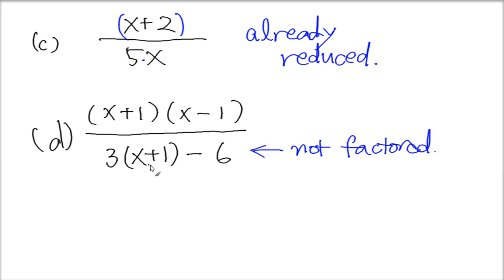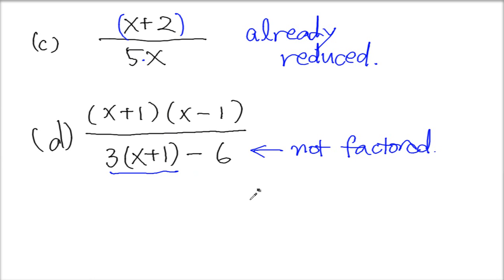This is not factored. Why? Because it is some expression minus another expression. It is not some expression times another expression. It's not multiplication. The numerator, on the other hand, is factored. This is x plus 1 times x minus 1. So the numerator is factored, but the denominator is not factored.